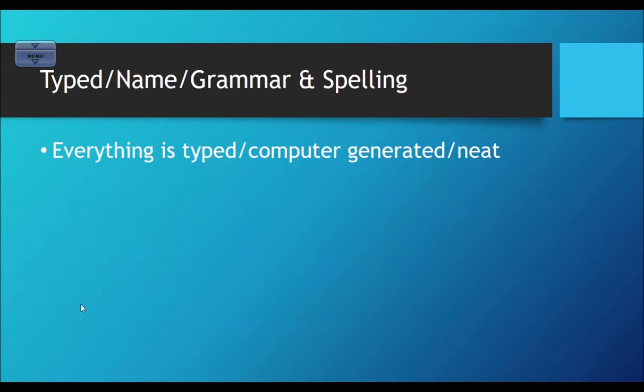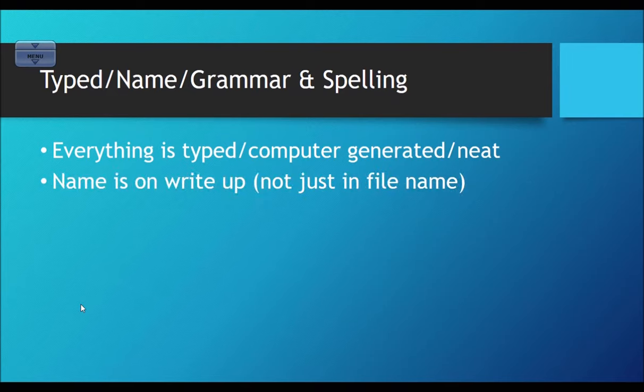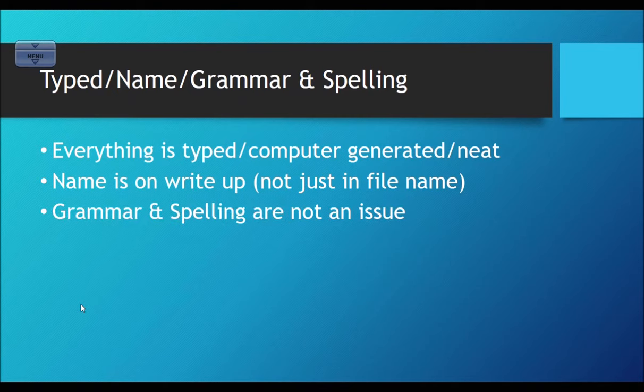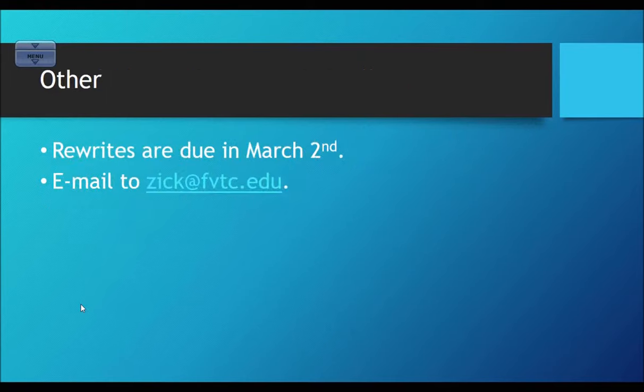Everything should be typed, computer generated, and neat looking. I'm not getting a lot of scrolls for this one because I couldn't draw a nice picture for it, so I didn't expect to get a lot of pictures. But if you draw a picture, make sure it looks nice and neat. Make sure your name is on the write-up and not just in the file name. I had a couple come in without names on them, so just make sure that it's actually in the paper. Make sure grammar and spelling are not an issue, so that you've got everything spelled right. If you've got the squiggly lines under your words, just see what those are.